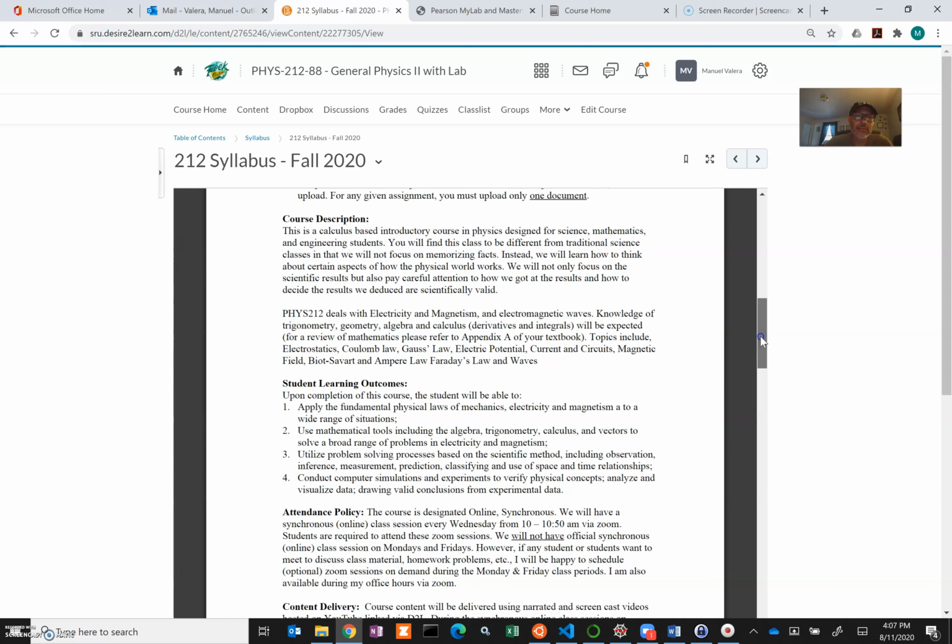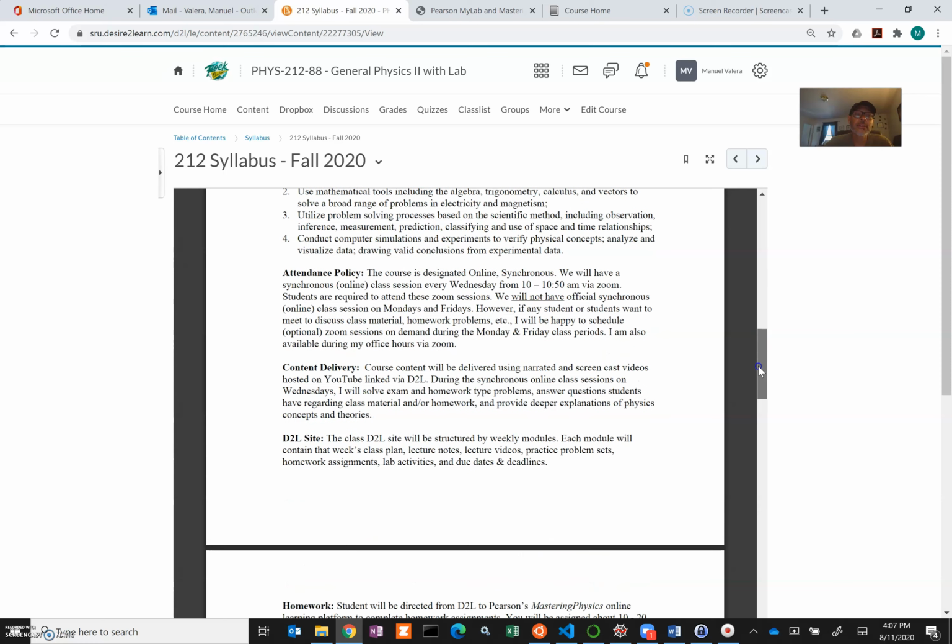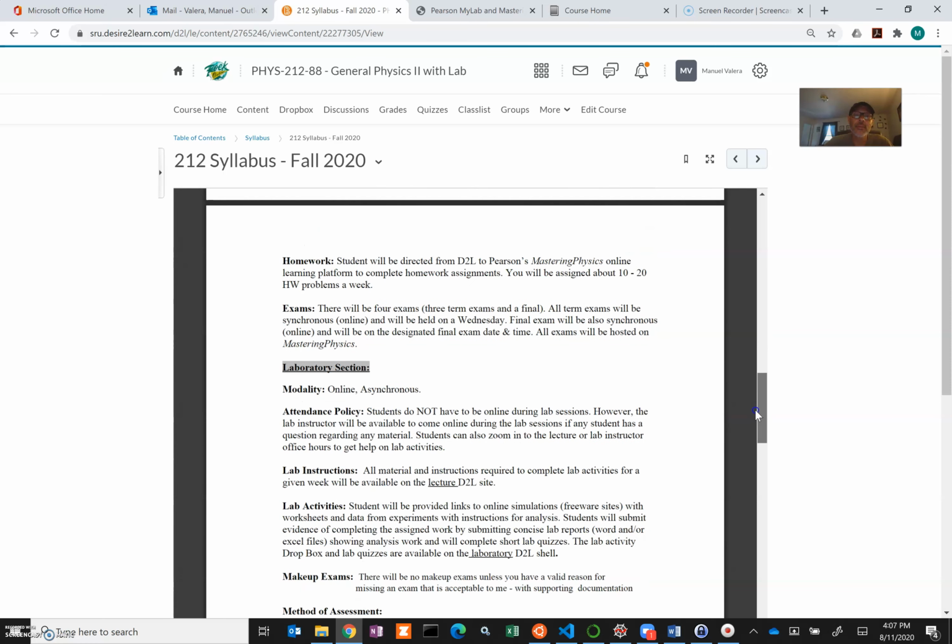Here we have a quick course description and student outcomes. The other thing that is important here is homework. Homework is going to be given to you every week. There's going to be roughly 10 to 20 problems, maybe more than 20 sometimes.